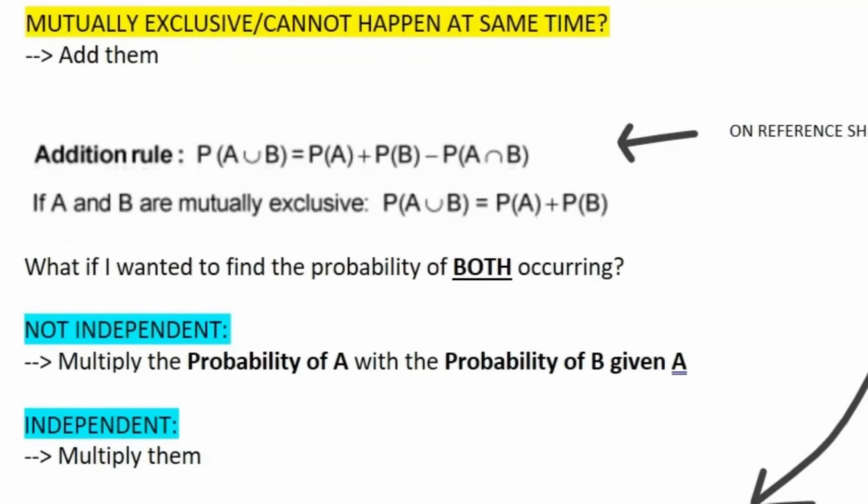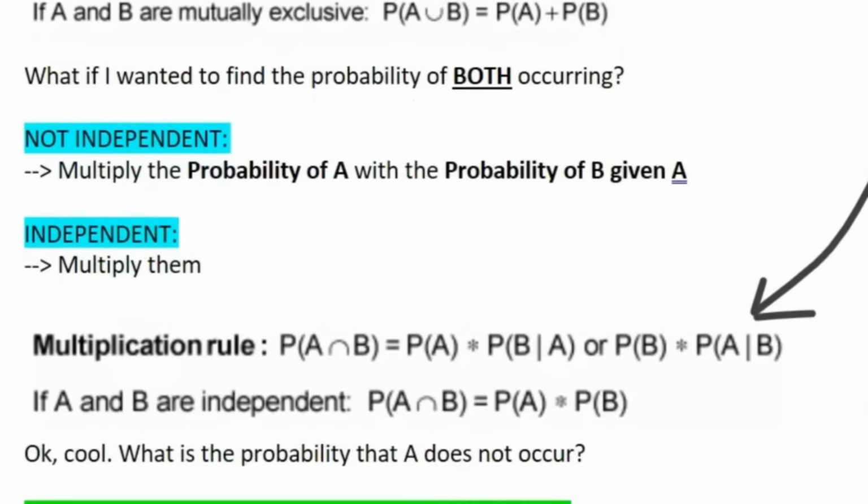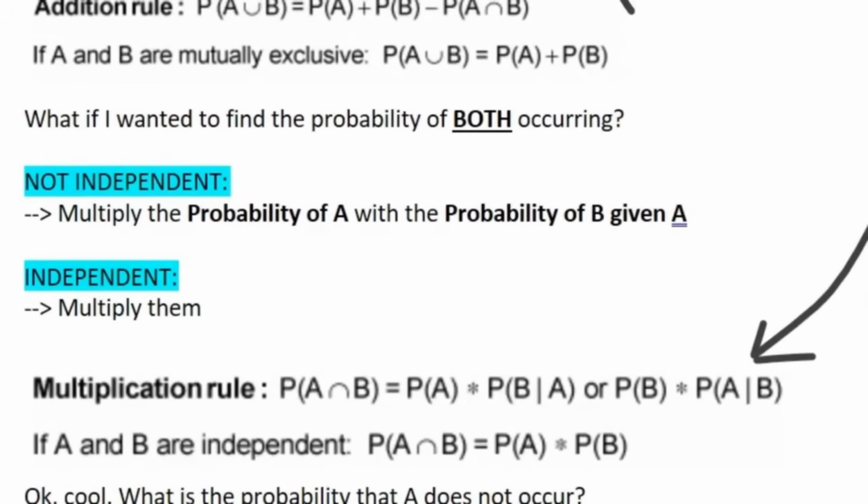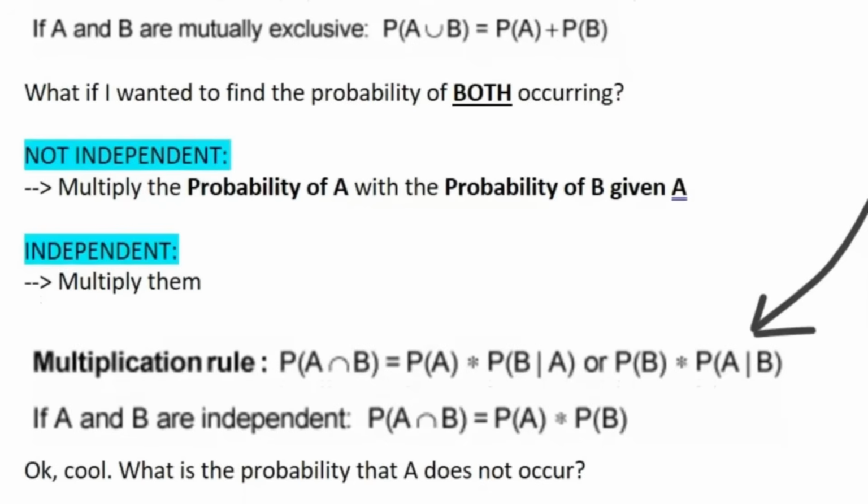Well, if they were not independent, you would just multiply the probability of A with the probability of B given A. If they were independent, you would just simply multiply them. And these equations are also given on the reference table. But now let's talk about the complement rule.